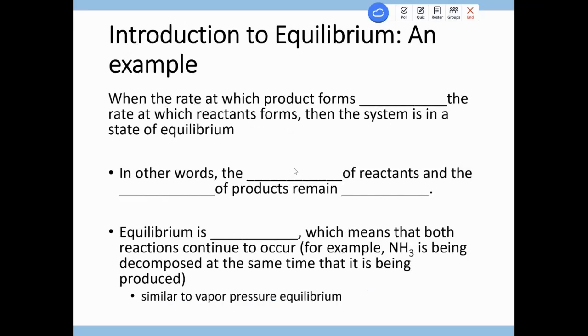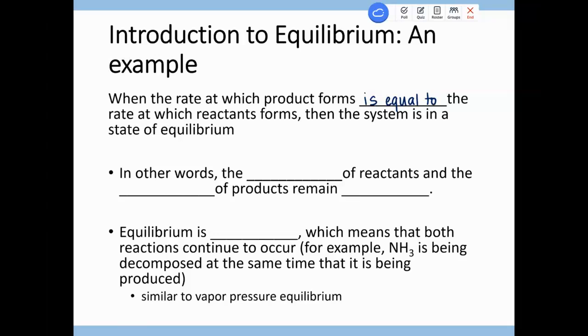What we mean by equilibrium is that we have a reversible reaction in which the rate at which the products are being formed is equal to the rate at which reactants are being formed. So the rate of the forward reaction is equal to the rate of the reverse reaction. The rates are equal: the rate of reactants forming products equals the rate of products forming reactants.